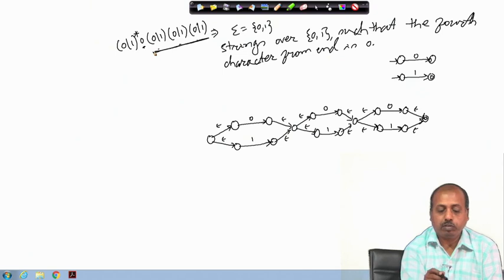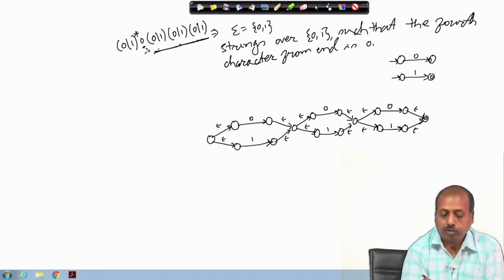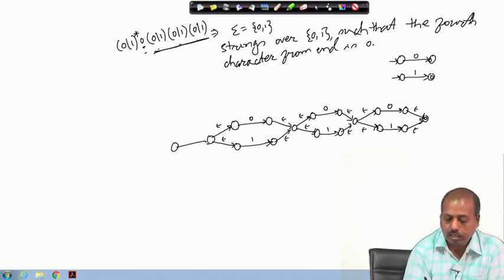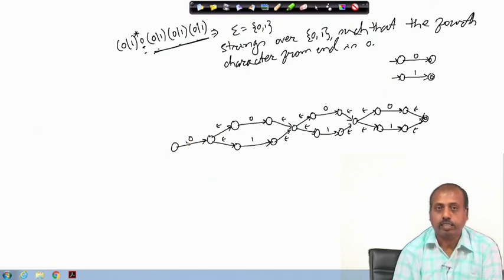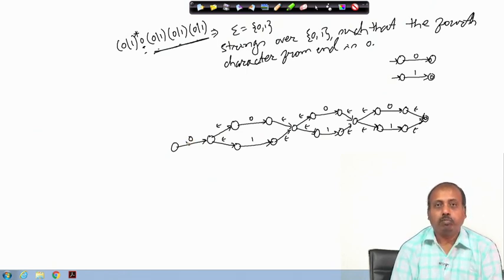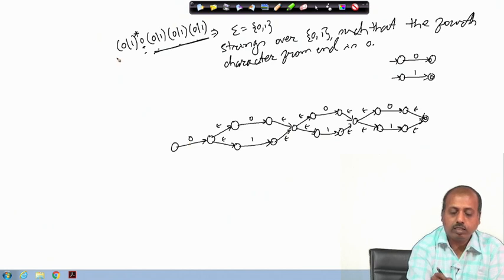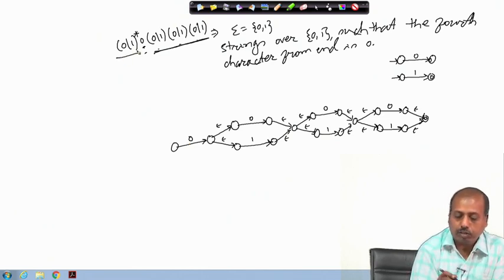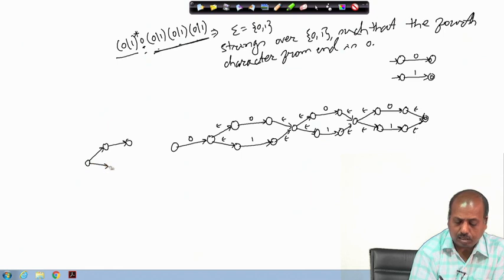Now, we have got before this 0. So, for this 0, you see that we should have a transition like this, fine, and before that we have got this 0 or 1 star. So, 0 or 1 is represented like this, okay. So, this is that 0 or 1.